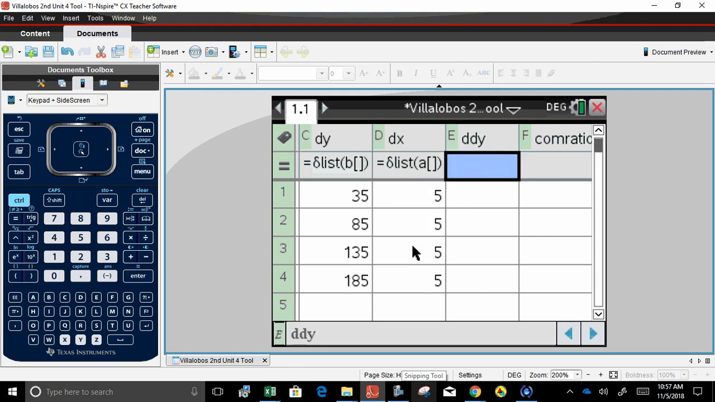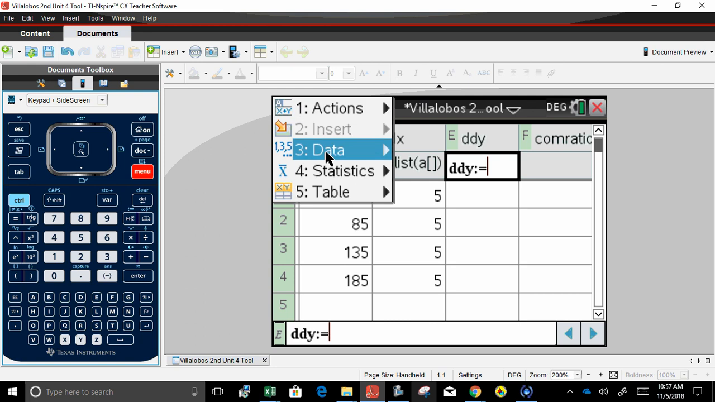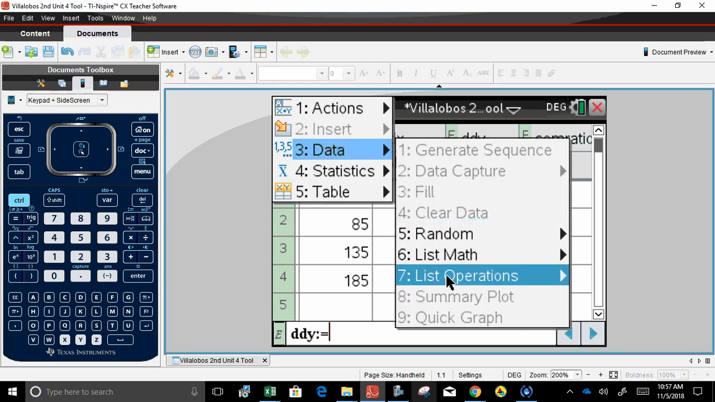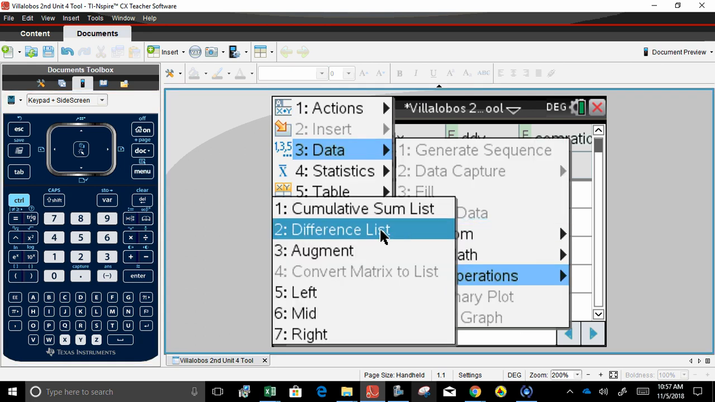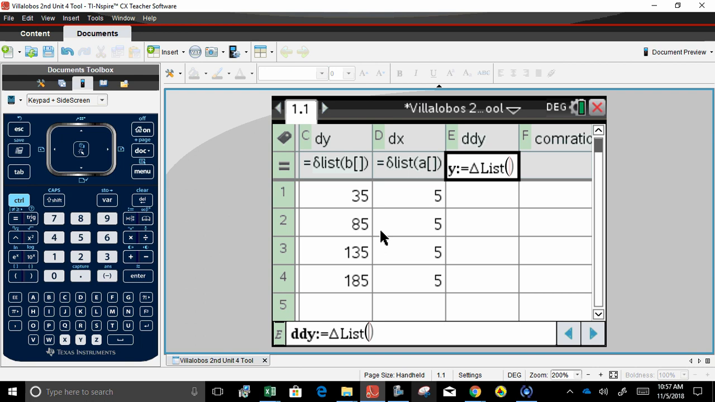Then go to this one, and we're going to type deltalist. Also, you could use the menu: menu, data, list operation, and then difference list. And that types it for you, but I think that's kind of hard because you have to remember where it is. So the change in the change would be the change in list C.